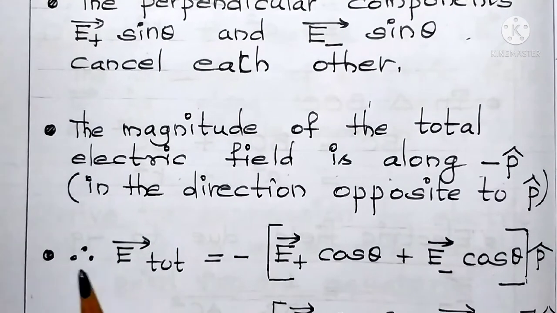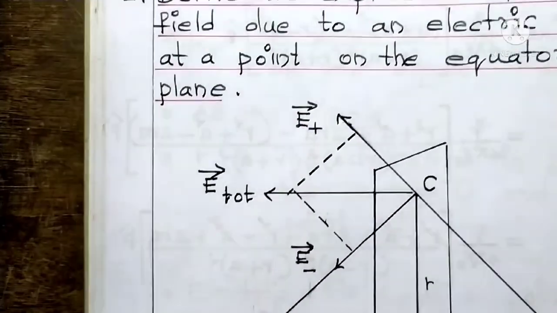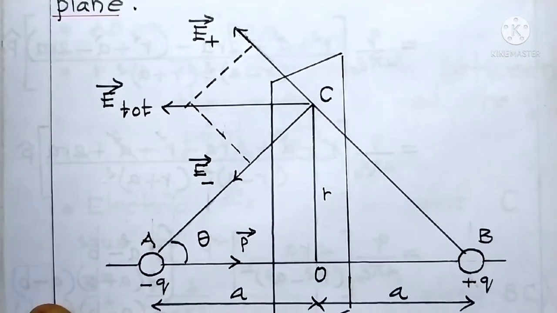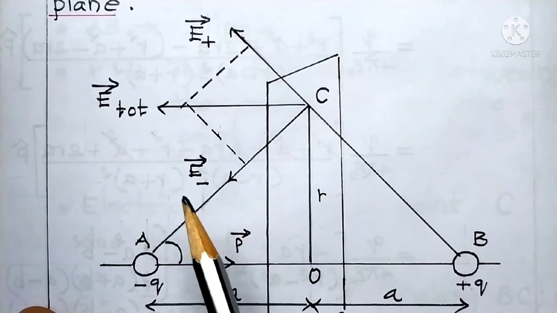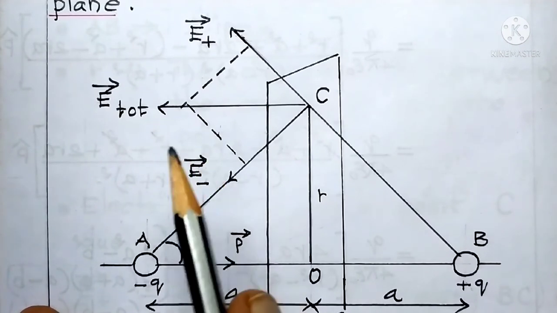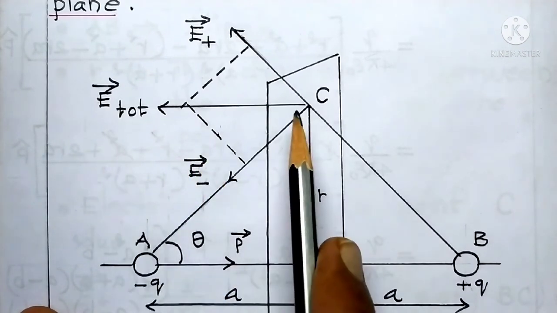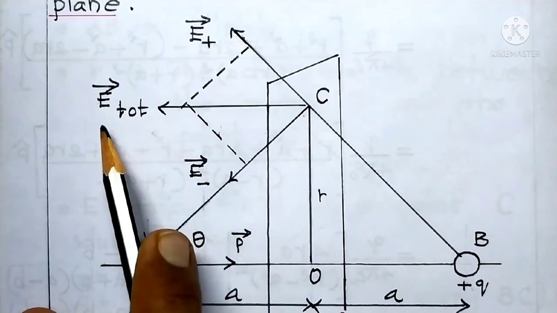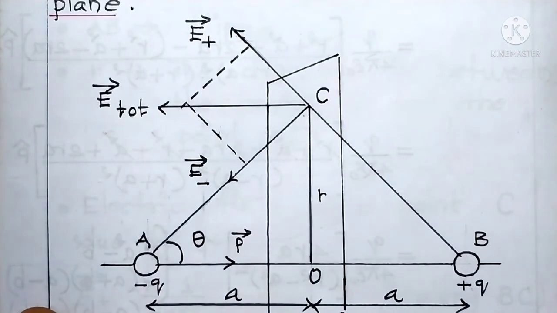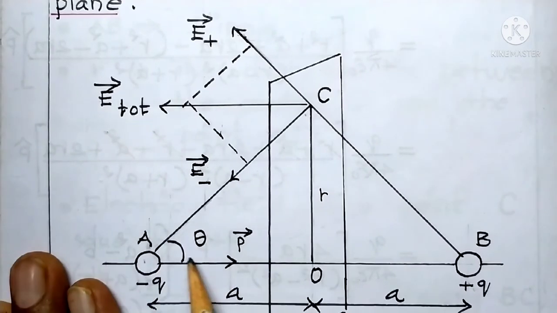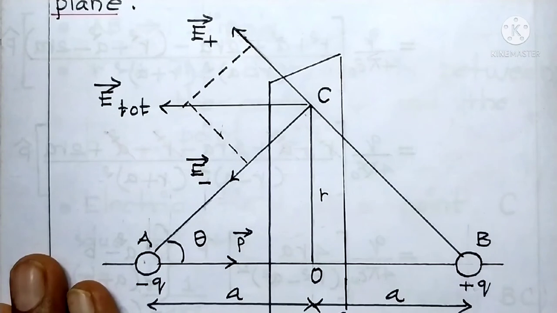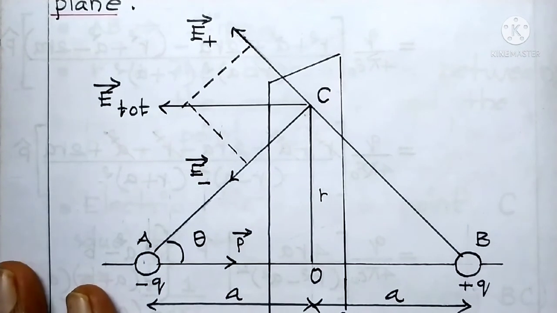Why is it written so? Now, have a look at this diagram. Which is the direction of the resultant electric field? I mean, the total electric field is from right to left. What is the direction of the dipole moment? This is from left to right. That's why it is written as minus p cap.